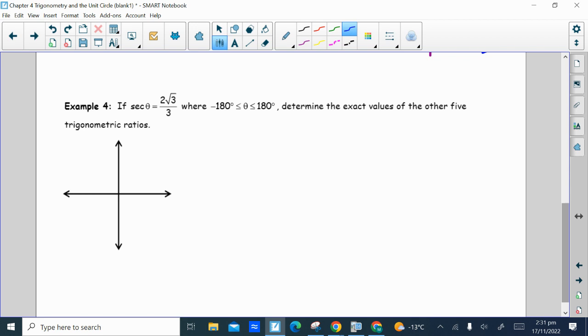Example 4 says, if secant of theta is 2 root 3 over 3, and theta is between negative 180 and positive 180, determine the exact values of the other 5 trig ratios. So if the secant theta equals 2 root 3 over 3, that would mean that the cosine of theta is the reciprocal, 3 over 2 root 3.